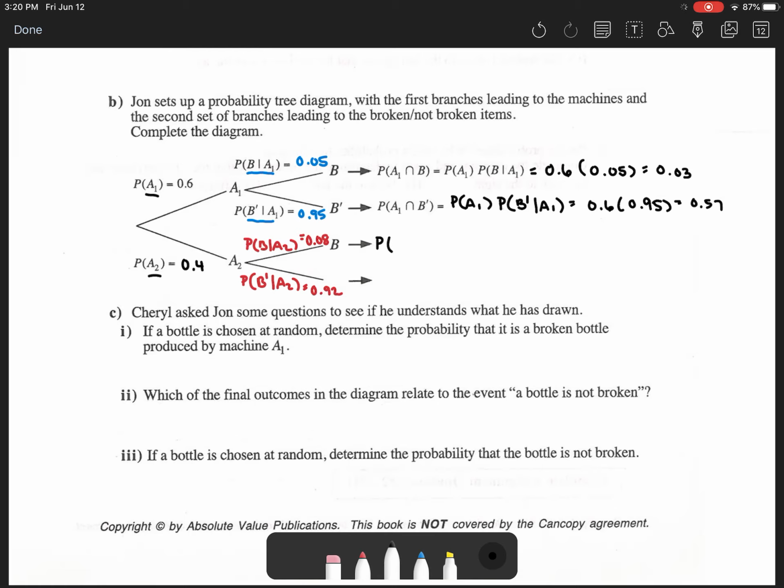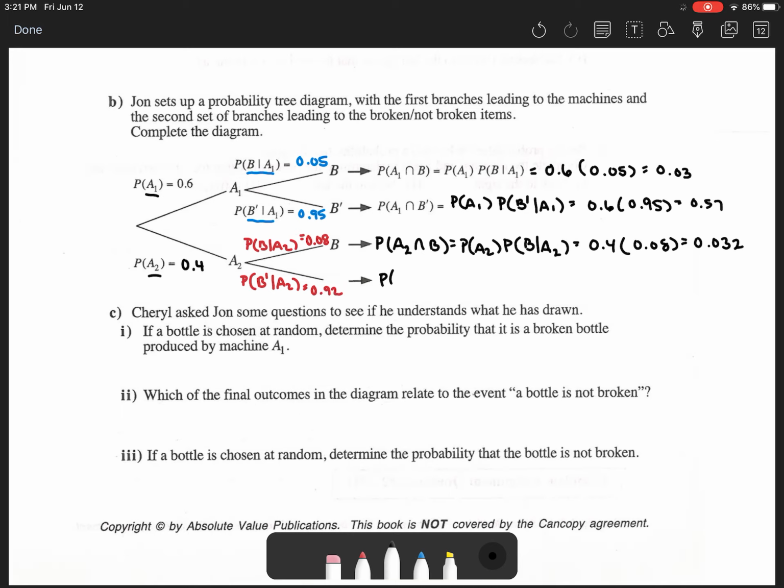Okay, just moving along here, this would be the probability of A2 and broken. So this is the probability that it came from A2 times the probability that the bottle is broken given that it came from A2. So this is 0.4 times 0.08 or 8%. Multiply those together, you get 0.032.